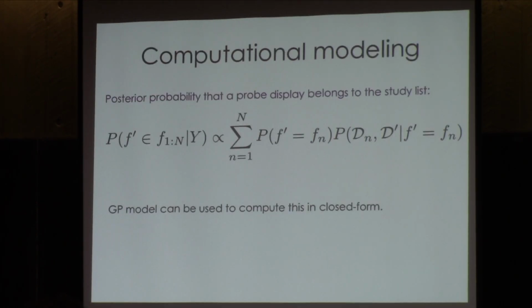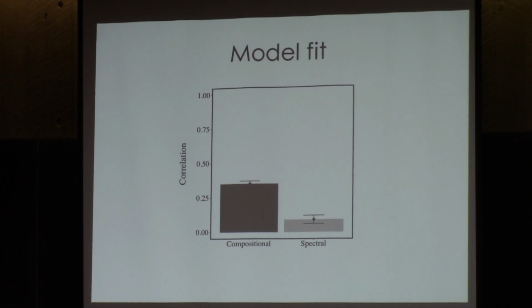And we did some computational modeling with an ideal observer analysis where we can compute the probability that the probe item was in the study set. And we again see that the compositional model provides a better fit to the human data than the spectral mixture function.